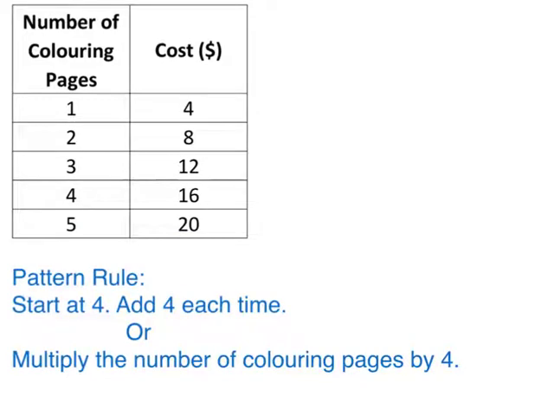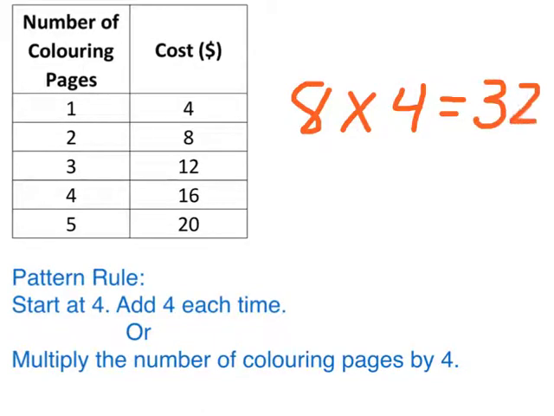Well, if we follow our second pattern rule, multiply the number of coloring pages by 4, we would do 8 times 4, and we know from our multiplication table that 8 times 4 is equal to 32. So the cost of 8 coloring pages would be 32.